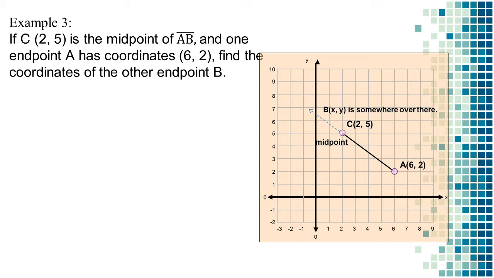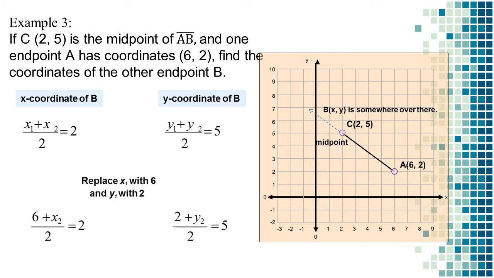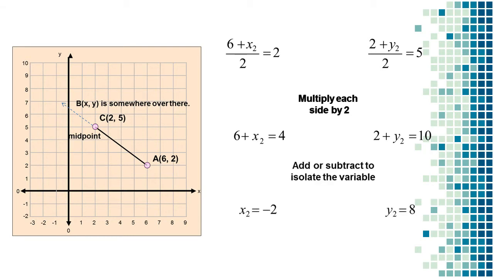First, we have to find the x coordinate of B and the y coordinate of B. So, (x sub 1 plus x sub 2) over 2 is equal to 2, and (y sub 1 plus y sub 2) over 2 is equal to 5, knowing that (2, 5) is the midpoint. So, replace x with 6 and y with 2. So, (6 plus x sub 2) over 2 is equal to 2, and (2 plus y sub 2) over 2 is equal to 5.